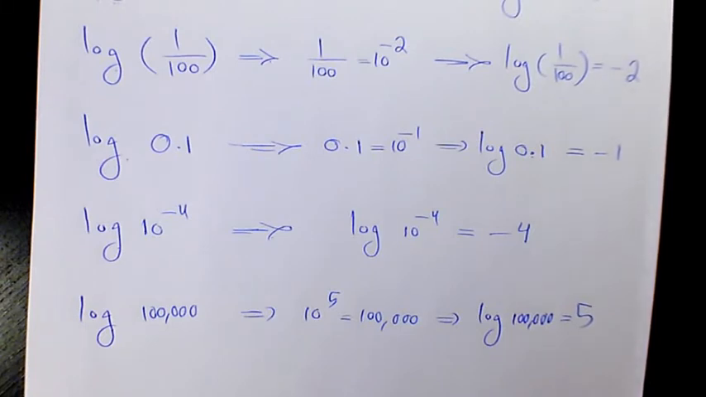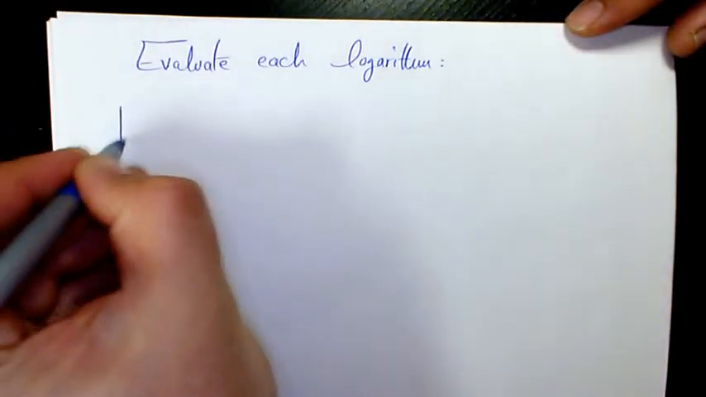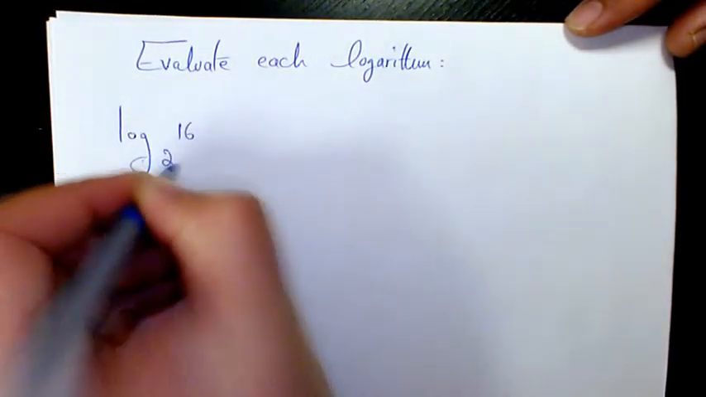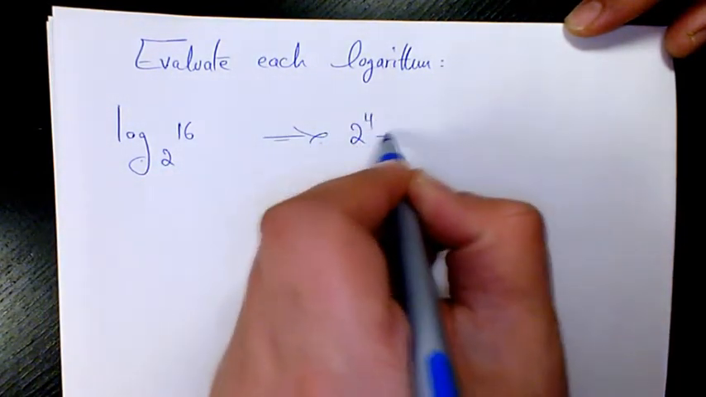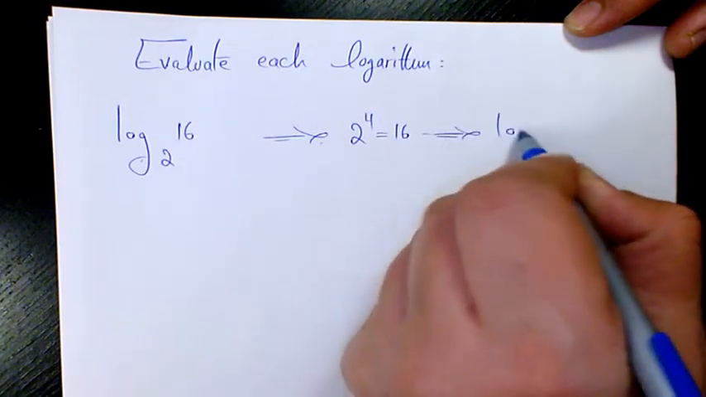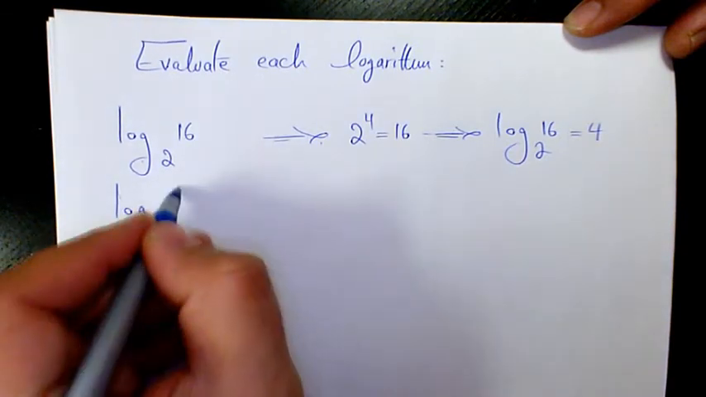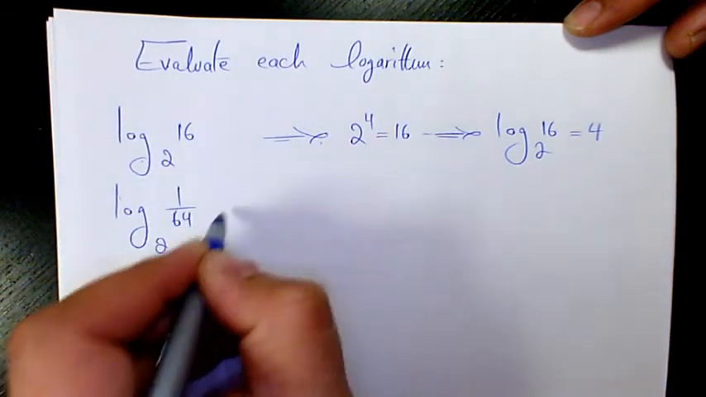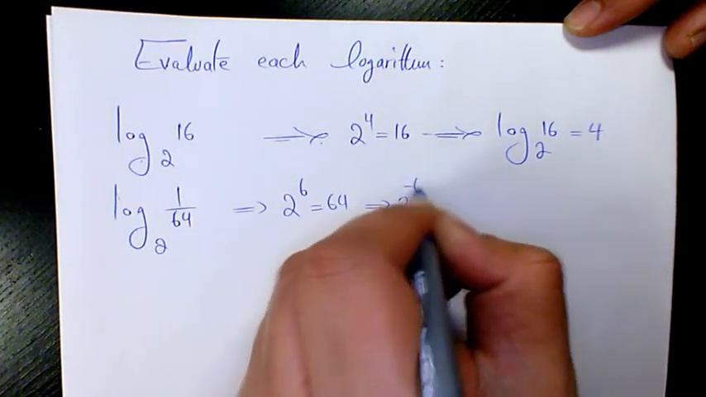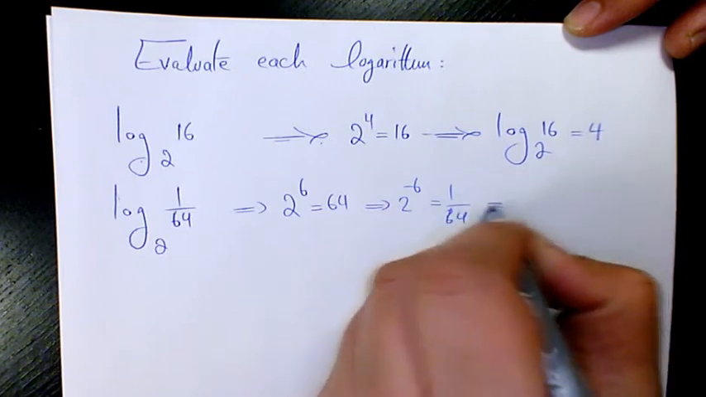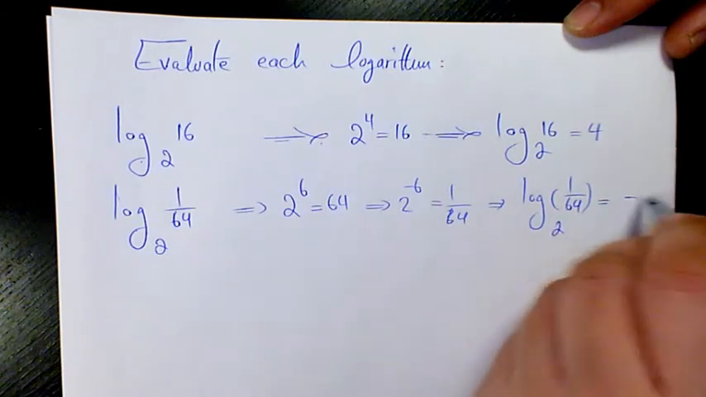That's how we evaluate common logarithm. Next example, evaluate each logarithm. Log 16 base 2. You know 2 to the power of 4 is 16, therefore log 16 base 2 is 4. Log 1 over 64 base 2. You know 2 to the power of 6 is 64, so 2 to the power of negative 6 is going to be 1 over 64, so we can say log 1 over 64 base 2 is going to be negative 6.